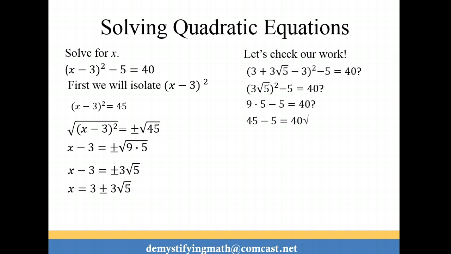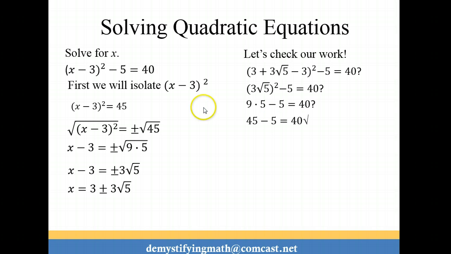Alright, so now what we need to do is check our work. So looking at our equation here where we have x, we're putting in 3 plus 3 square roots of 5. And then we had minus 3, so we still have the minus 3 here. Now what we're going to do is simplify inside the parentheses. So if you notice, this 3 and this negative 3 cancel each other. So we're just left with 3 square roots of 5, and we're going to square that. So 3 squared is 9, and square root of 5 squared is 5. Now next you would do your multiplication, which is 45 minus 5, which gives you 40, so that checks out.